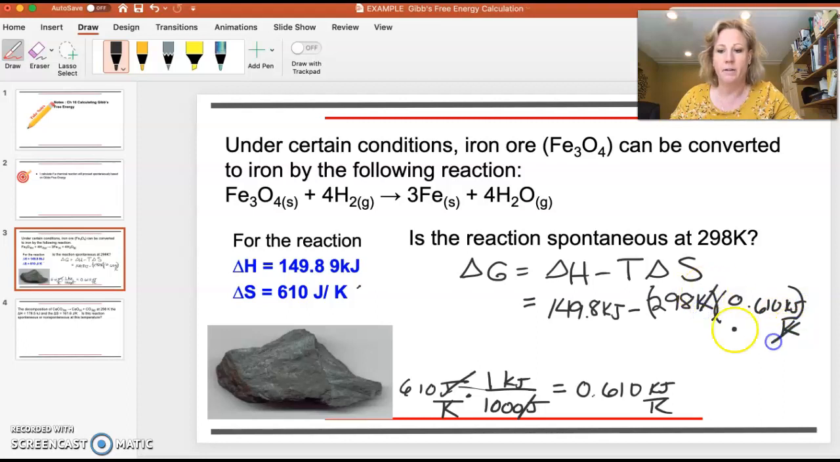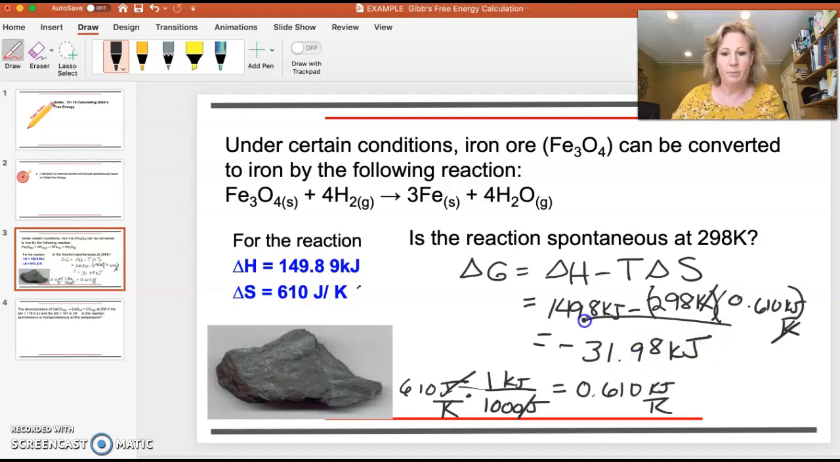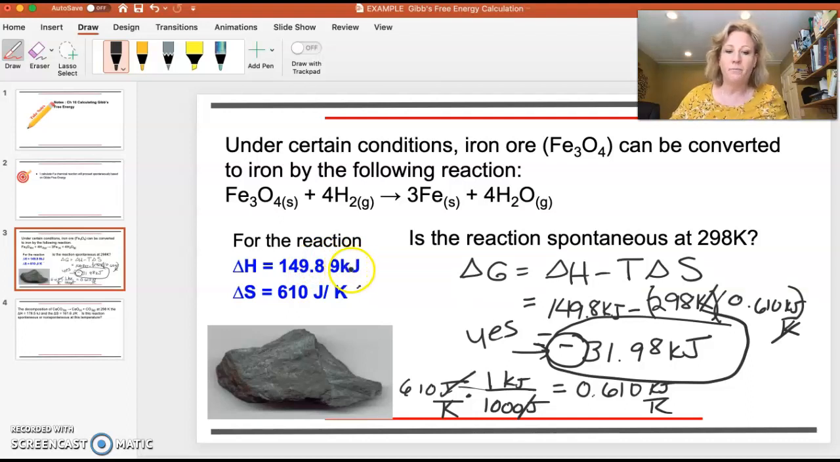So then my Kelvin cancel, and I end up with a kilojoule value minus another kilojoule value. And when I calculate this, I get negative 31.98. So is this spontaneous or not? A negative value means yes. And this was a case where the delta H was not favoring the products. It was an endothermic process.